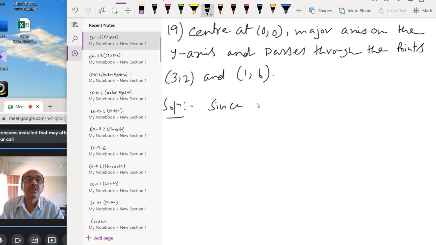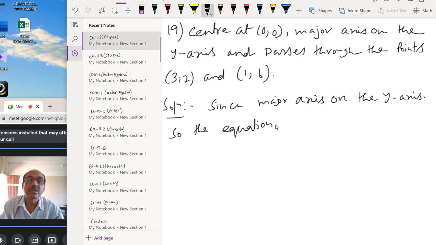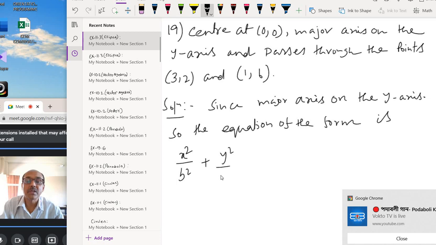Since the major axis is on the y-axis, the equation of the form is x square by b square plus y square by a square equal to 1. Okay.